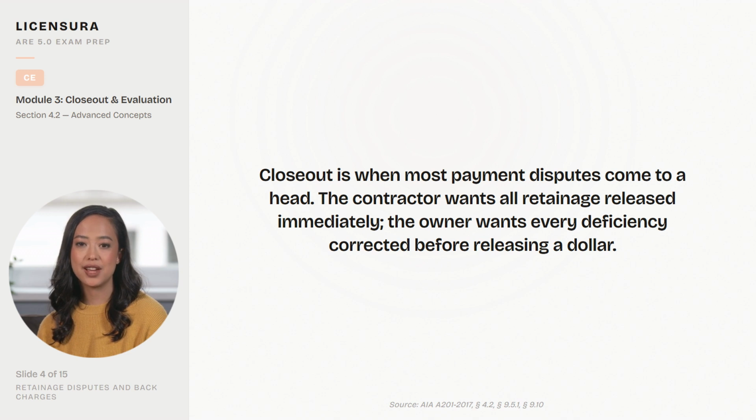Under A201 Section 4.2, the architect is the initial decision maker for payment disputes. The architect's certification of the amount due in the final certificate for payment is the contractual mechanism for resolving disputes. This is not an administrative role. It is a quasi-judicial function, and the architect's decisions can be challenged but carry significant weight.